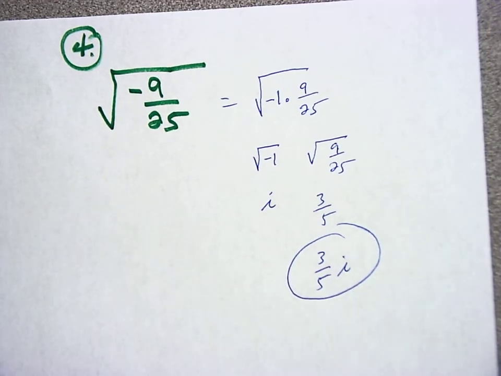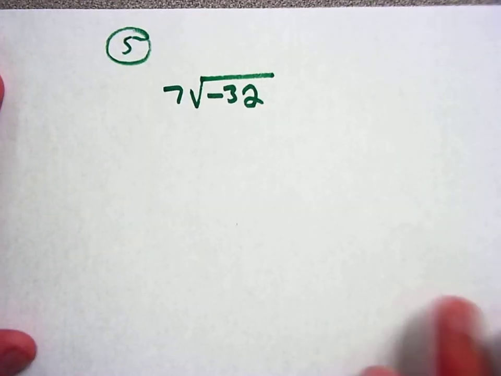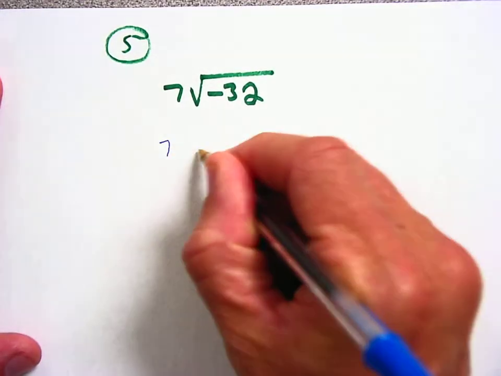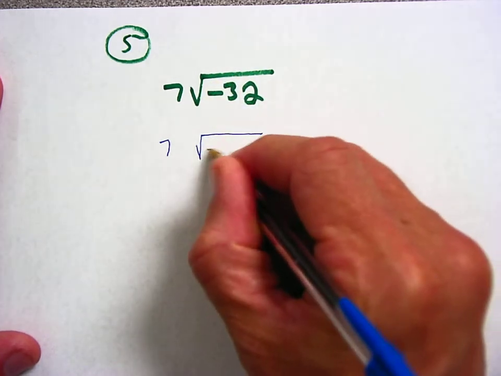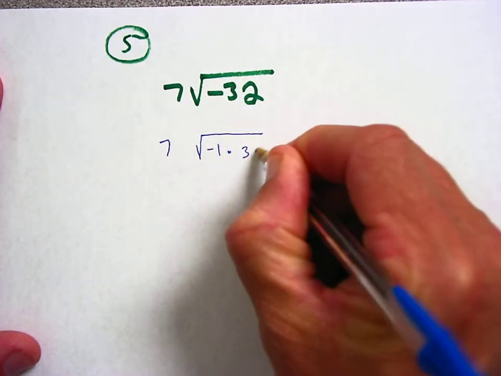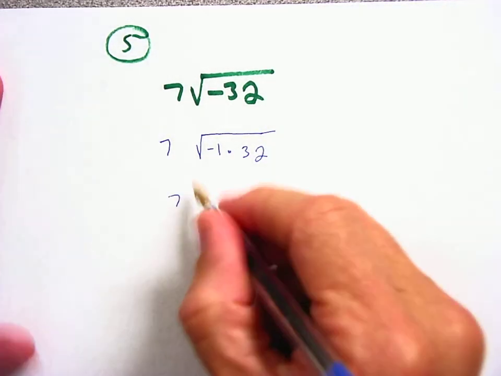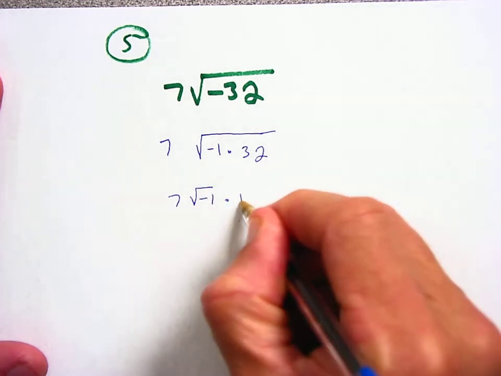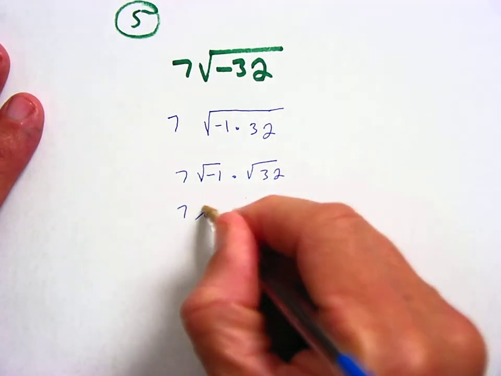All right, I do believe I have one more example. What do you do if there's already a number outside? What you're going to do is nothing with that 7 for a good while. If this inside number, the radicand, is negative, go negative 1 times 32. So now you have 7 times the square root of negative 1 times the square root of 32. Actually, let's just change it to i right away there.